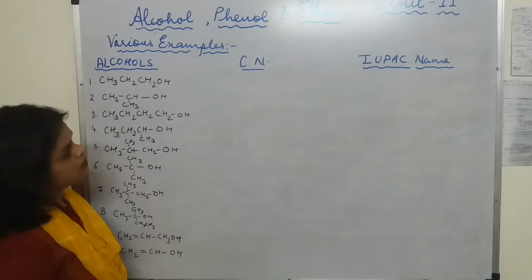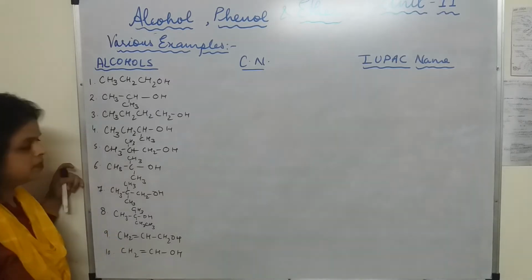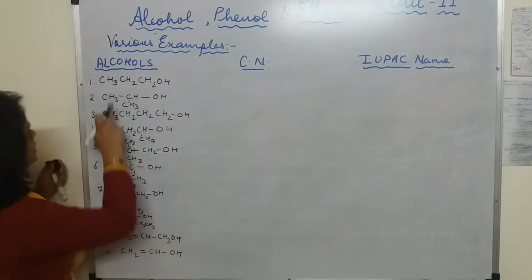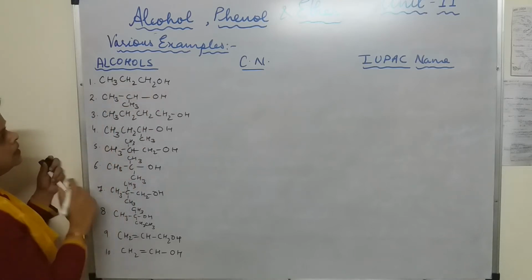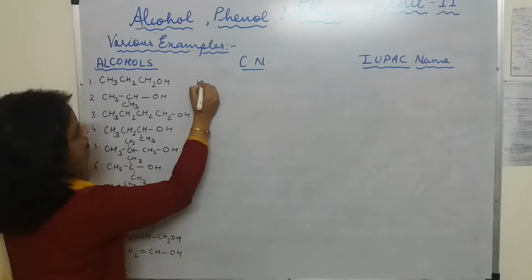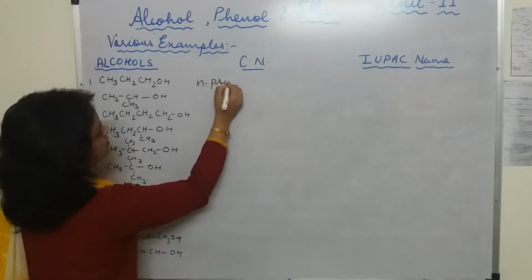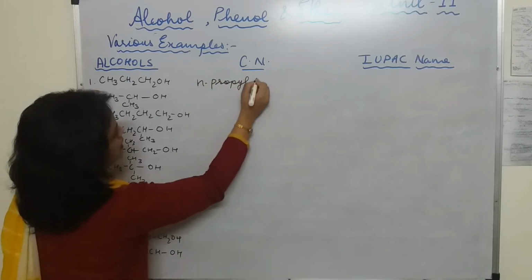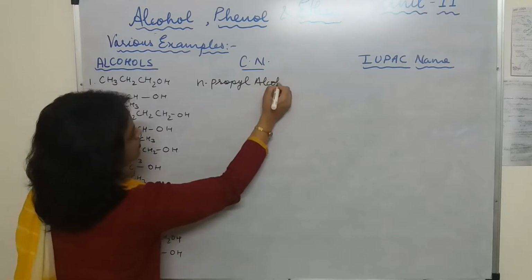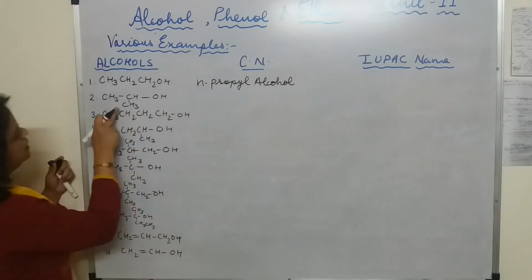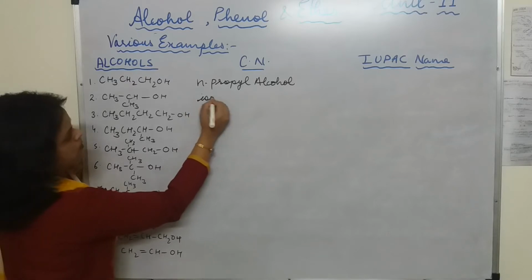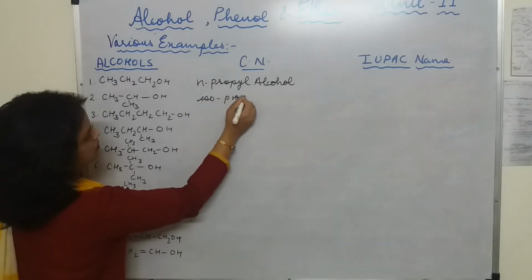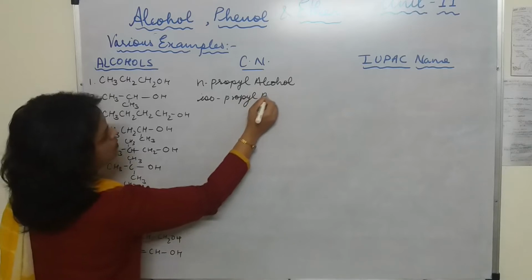Let's write the common names and IUPAC names of these examples written over here. CH3CH2CH2OH has a 3 carbon alkyl group, so it is n-propyl alcohol. Here it is also 3 carbons, but it is isopropyl alcohol.